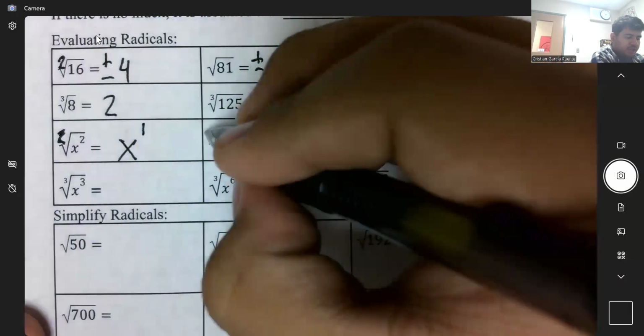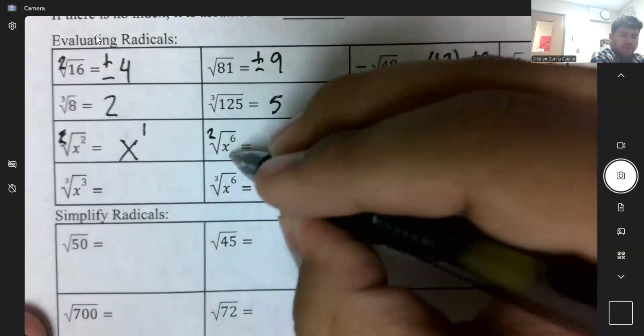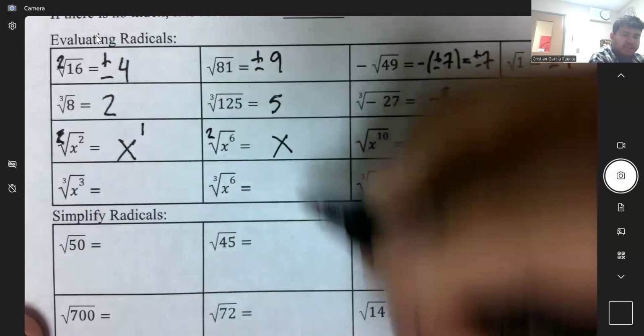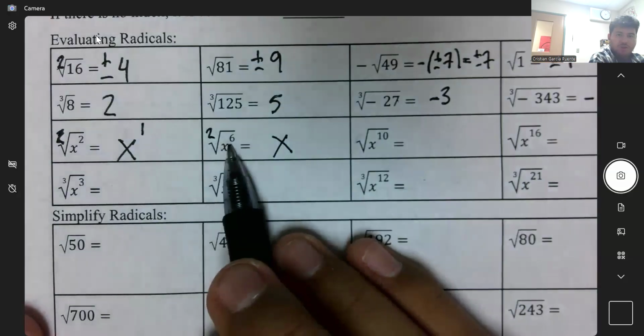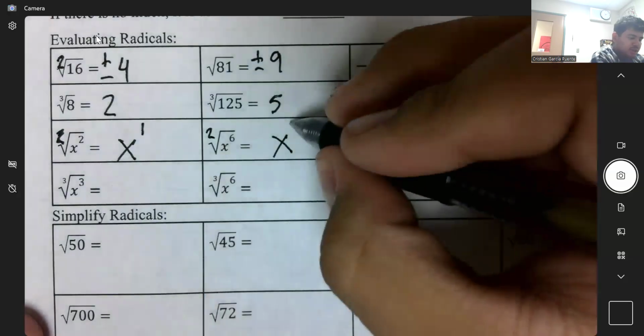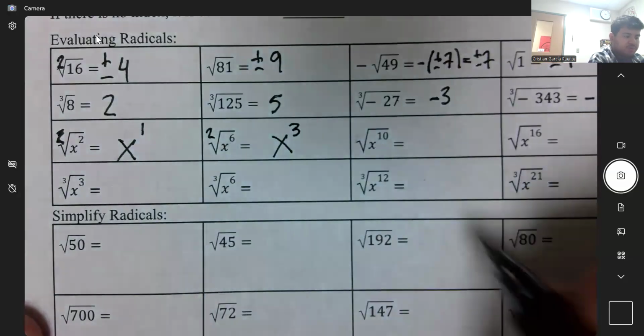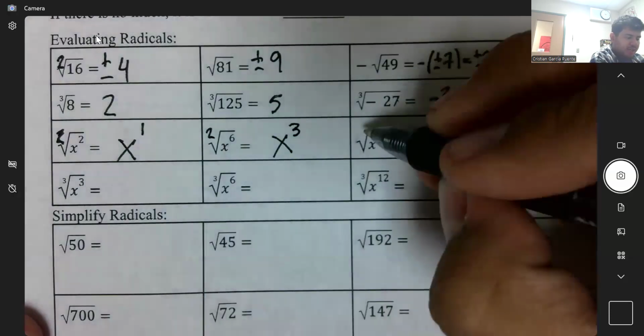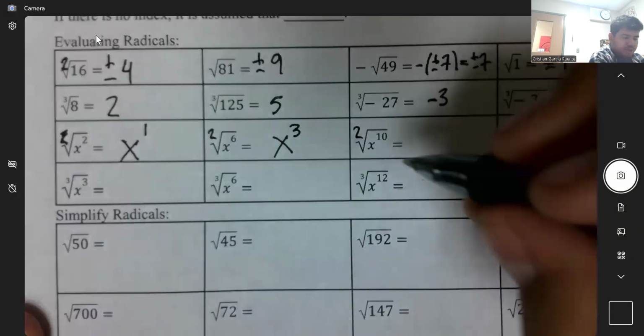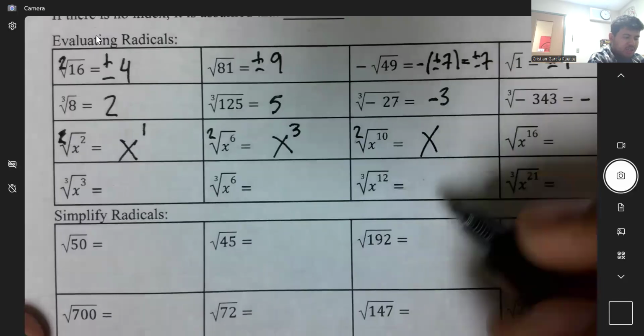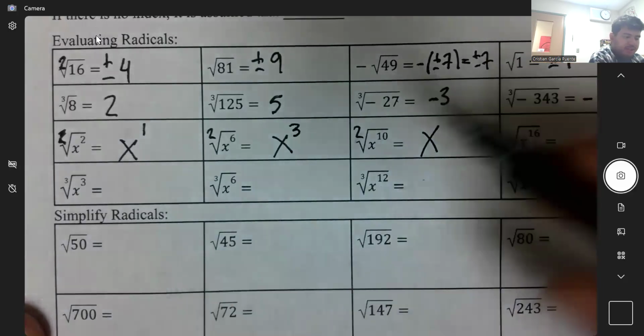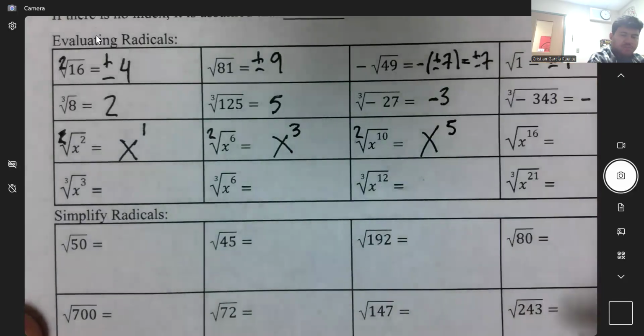So again, index is 2. What's your variable? It's an x, so put an x. Now, how many times is 2 going into 6? It is 3, so put a 3. Over here, same thing, it doesn't have an index, so put a 2. What's your variable? An x. And now, how many times is 2 going into 10? 5 times, so write that down.